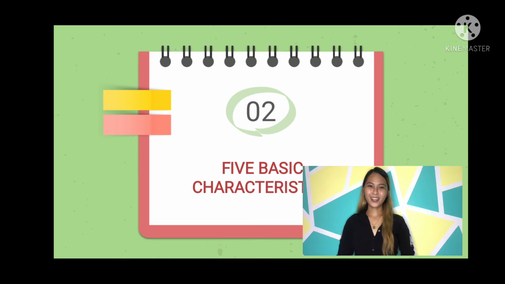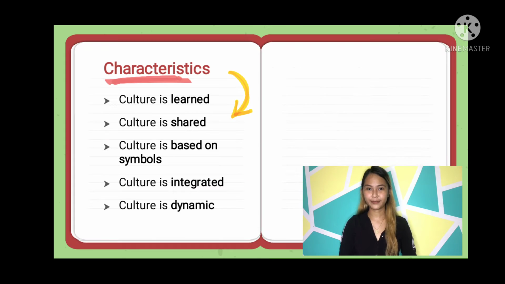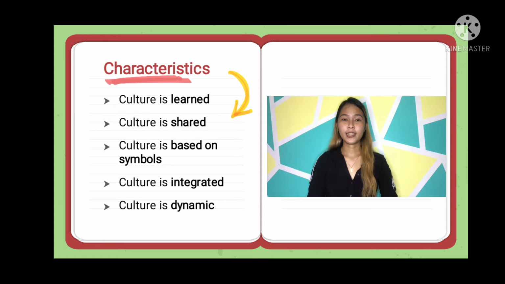So now let us talk about the five basic characteristics of culture. The first one is that culture is learned. We do not inherit culture. We learn it from our families, from our peers, and also from the community. The term enculturation refers to when we are learning a specific culture.